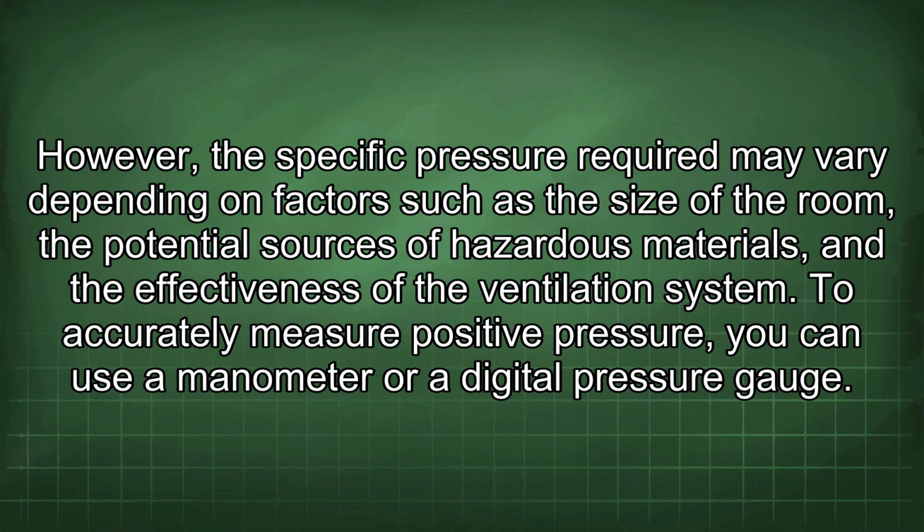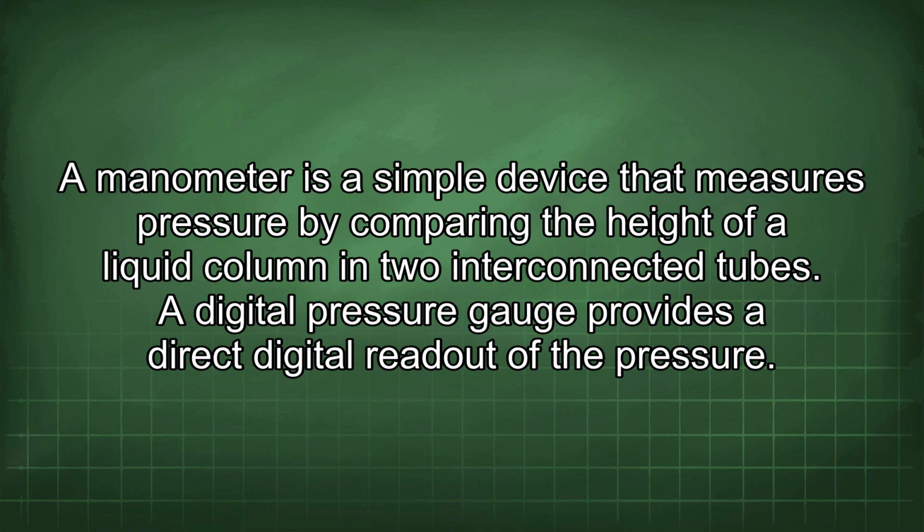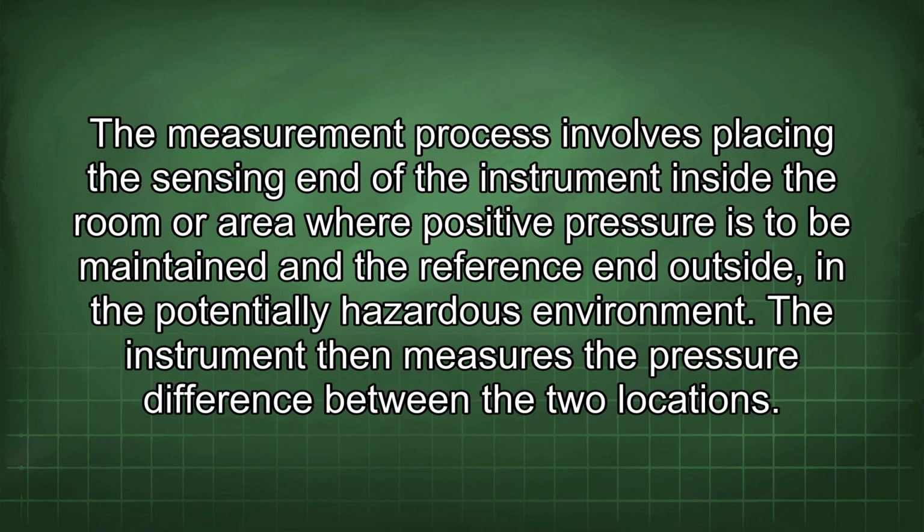To accurately measure positive pressure, you can use a manometer or a digital pressure gauge. A manometer is a simple device that measures pressure by comparing the height of a liquid column in two interconnected tubes. A digital pressure gauge provides a direct digital readout of the pressure. The measurement process involves placing the sensing end of the instrument inside the room or area where positive pressure is to be maintained and the reference end outside in the potentially hazardous environment. The instrument then measures the pressure difference between the two locations.